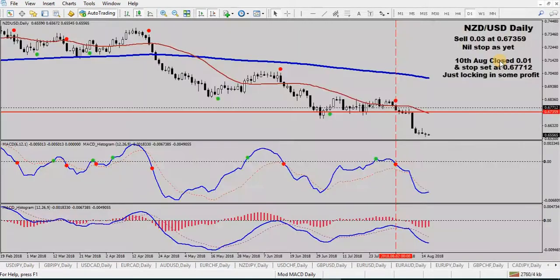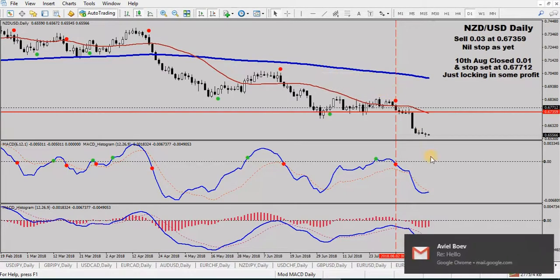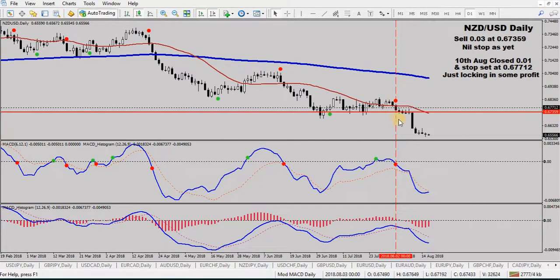And the last one on the mod MACD, New Zealand USD, similar to the Aussie. We're in a sell here. It's gone down nicely. I've already closed 1/3 of my trade, and this morning I closed another third. So we're just getting close to a bit of a cross here.